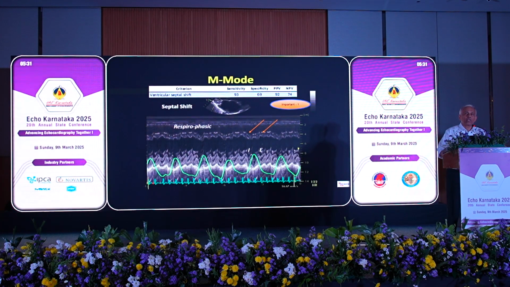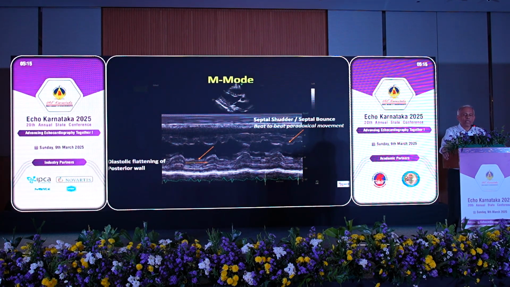And this is a very, very important finding where it has a very high accuracy, and if you can establish this, then the next points will start to strengthen your diagnosis. And on the respirometer, the upward is inspiration and the downward is expiration. Next is looking at the M mode itself.